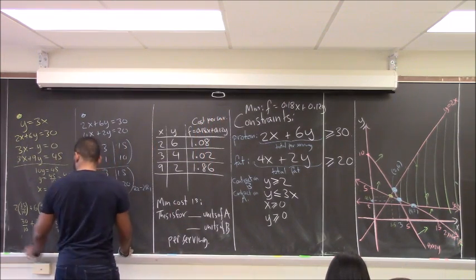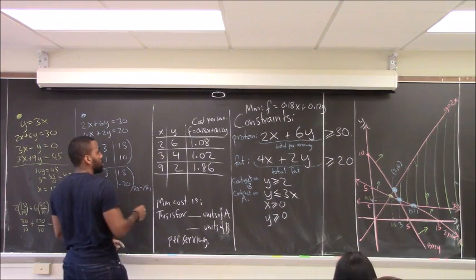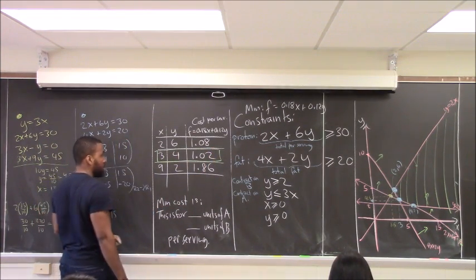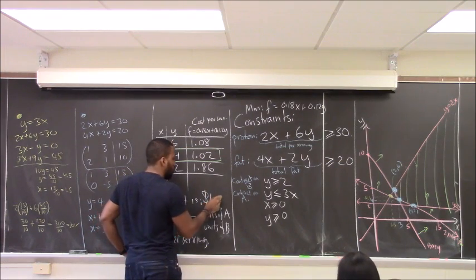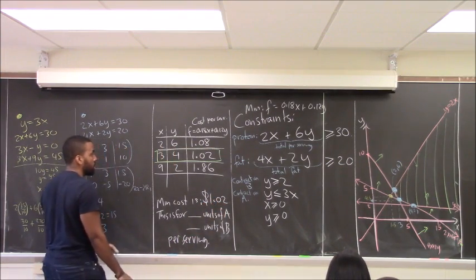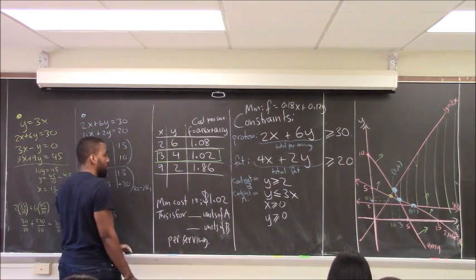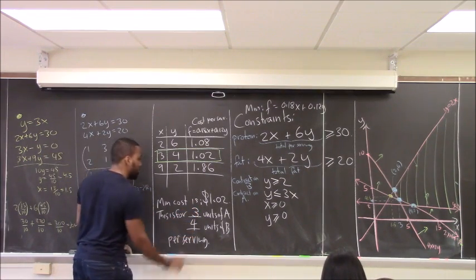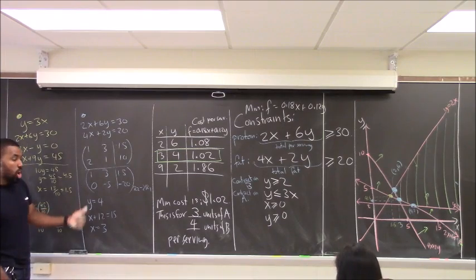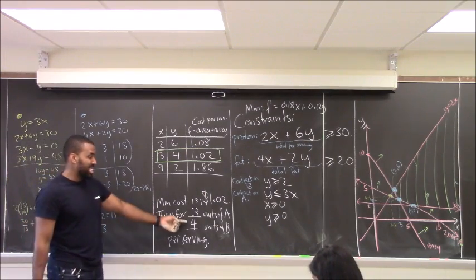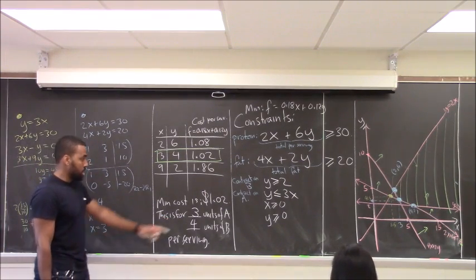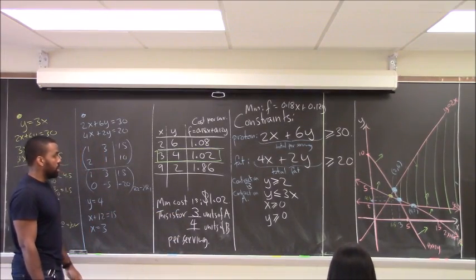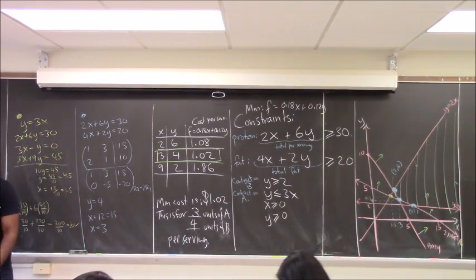So what's the cheapest? 3 and 4. This situation. So the minimum cost per serving is going to be $1.02 per serving. This will occur if I feed the animals 3 units of A and 4 units of B. I will obey all contracts. I am serving at least 2 units of B, and the number of units of B is not more than 3 times the units of A. And that satisfies the entire situation.